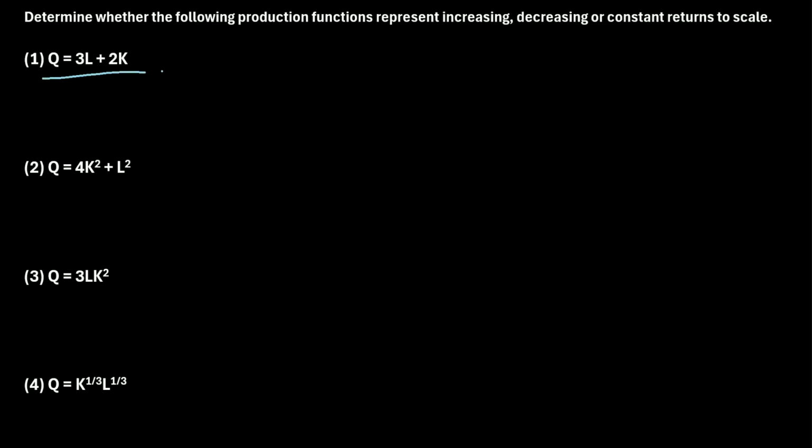So let's consider this first production function here. We have Q, the quantity, is equal to 3L plus 2K, where L is our labor and K is our capital. Now imagine that we double the inputs for both labor and capital. So in other words, we have Q is equal to 3 times, instead of L, we're saying let's double that, so let's use 2L, plus, and let's do the same thing with capital. So we have 2 times, instead of K, let's do 2K, so double the amount of K.